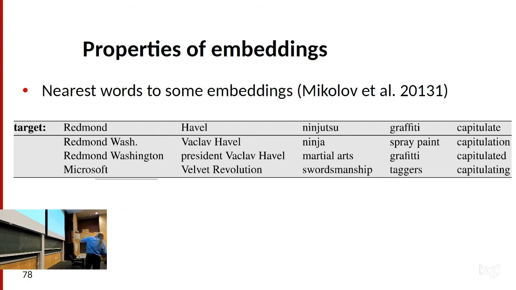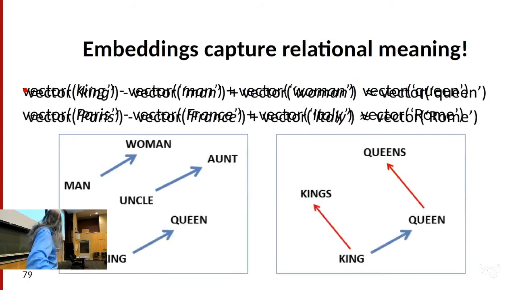Ninjutsu matches to ninja, martial arts, and swordsmanship, graffiti goes to spray paint, graffiti taggers, and capitulate goes to various morphological variants of those. So things which are close together are actually discovered automatically from the form. Okay.